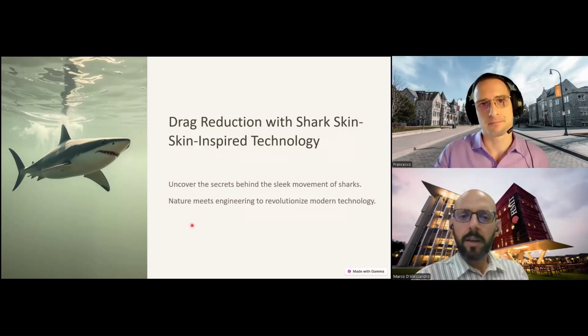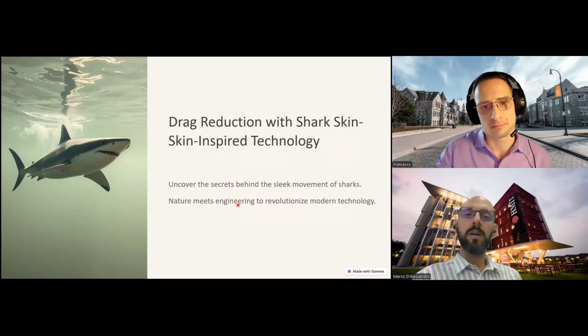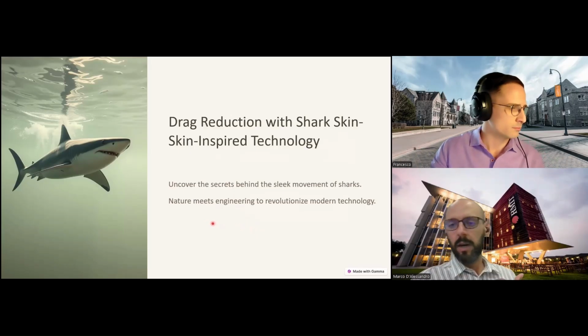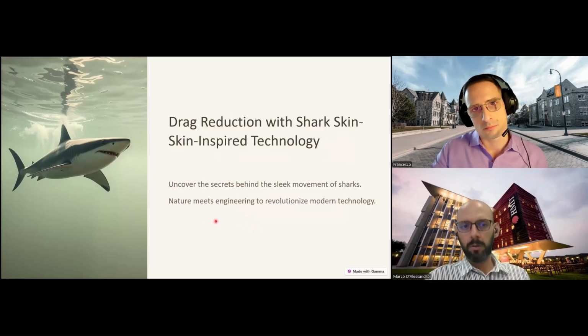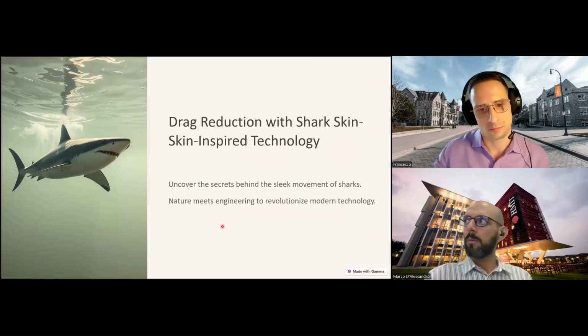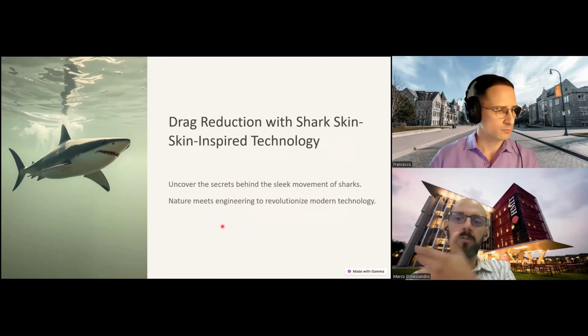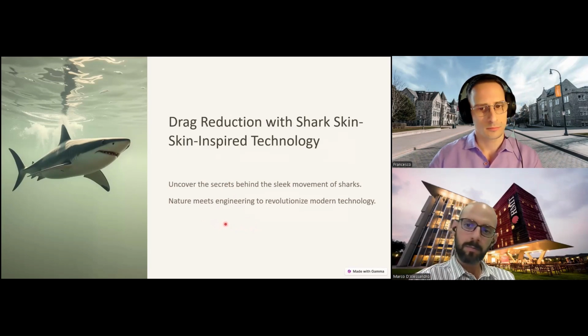All right, very interesting. And what's the inspiration behind this research? Why were you looking at unsteady pressure gradients? Why is this relevant to the shark and to other fields?